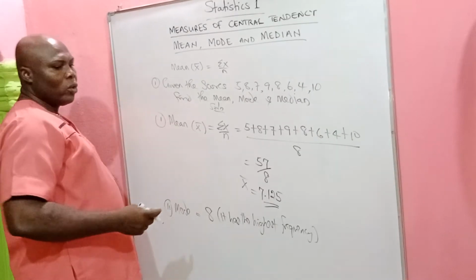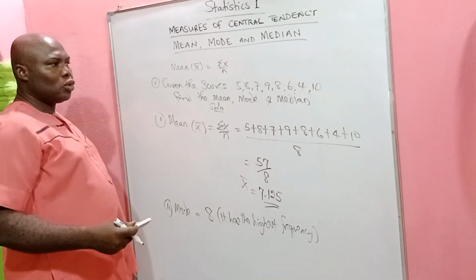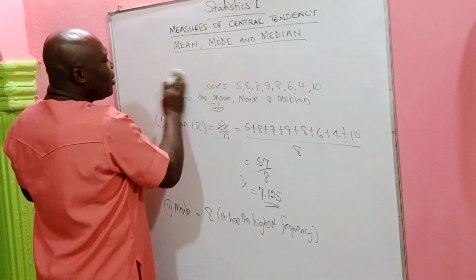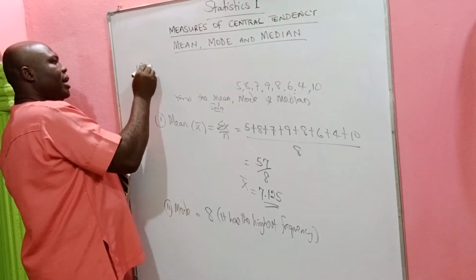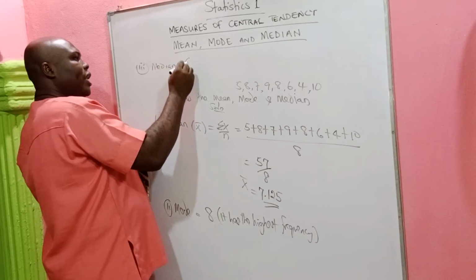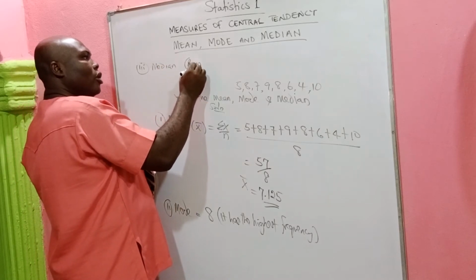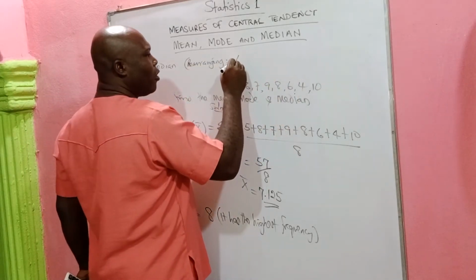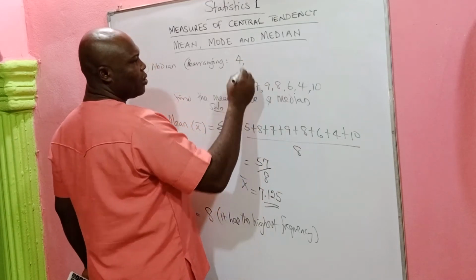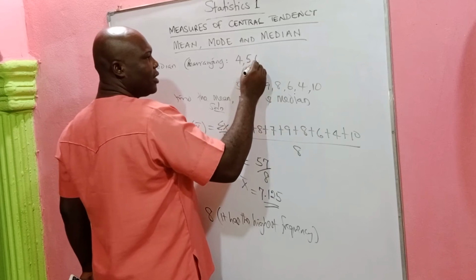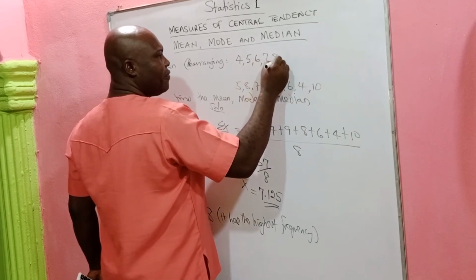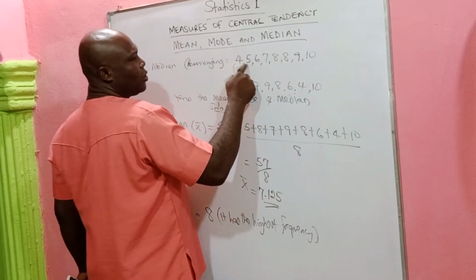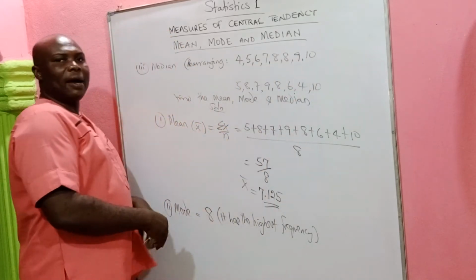And then finally, we are taking the median. Anytime we want to find the median, the first thing we need to do is to rearrange the values. So we rearrange the values given. The lowest is 4. In an increasing order of magnitude, we have 5. After 5, we have 6. After 6, we have 7. Then we have 8 and 8. And then we have 9 and 10. 1, 2, 3, 4, 5, 6, 7, 8. Okay, we have done the rearranging.